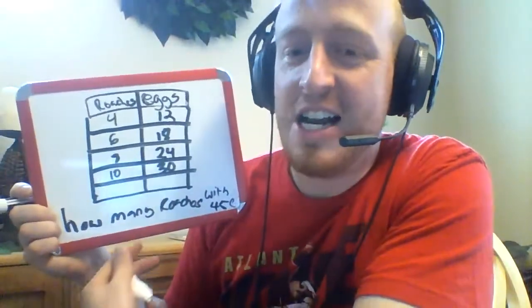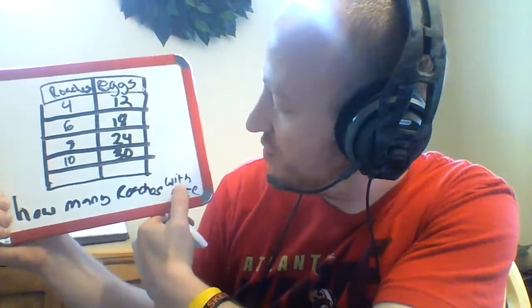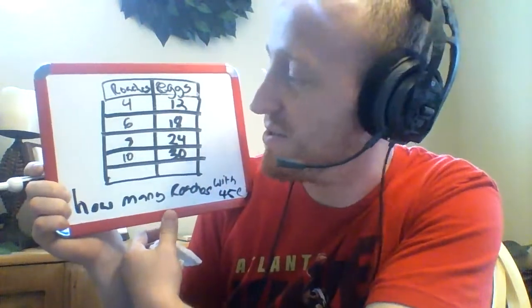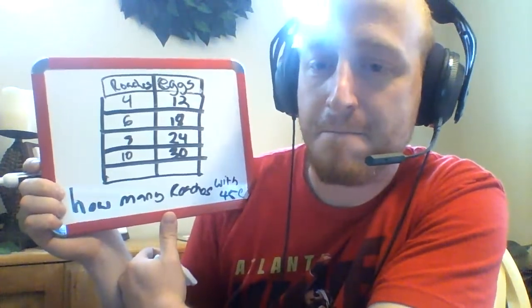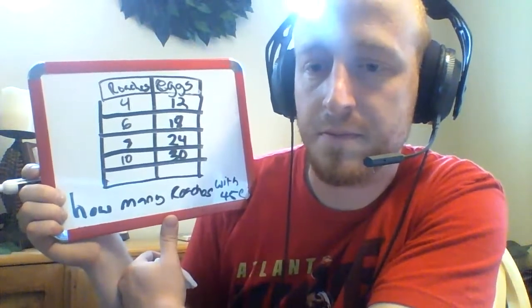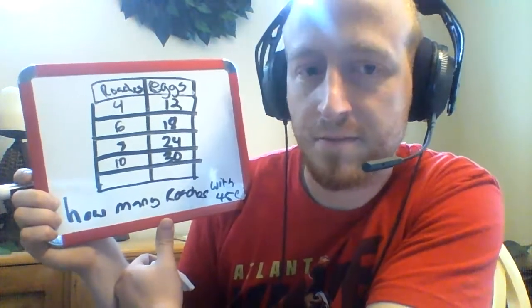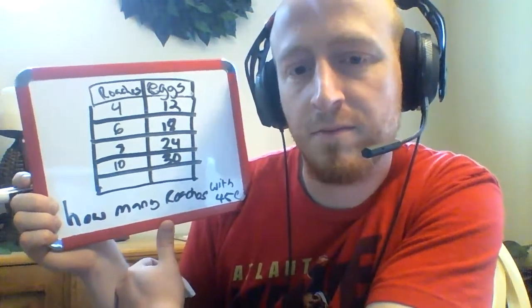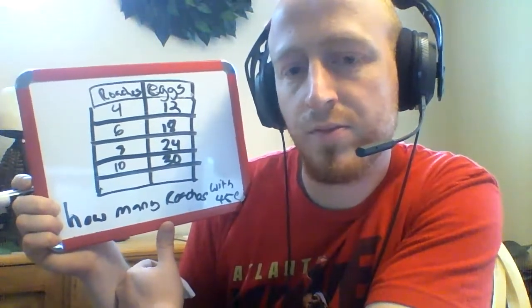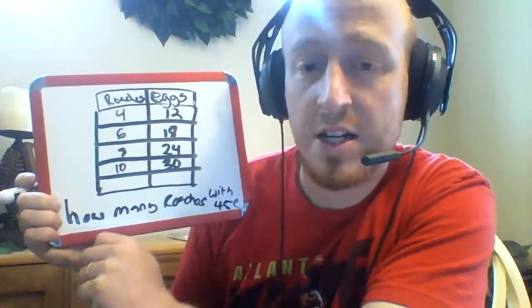Good. All right. So if this was our chart and I asked how many roaches with 45 eggs, I know that's horrible writing. It's so hard to write on this board. How could you figure that out? Do you see the rule for this yet?